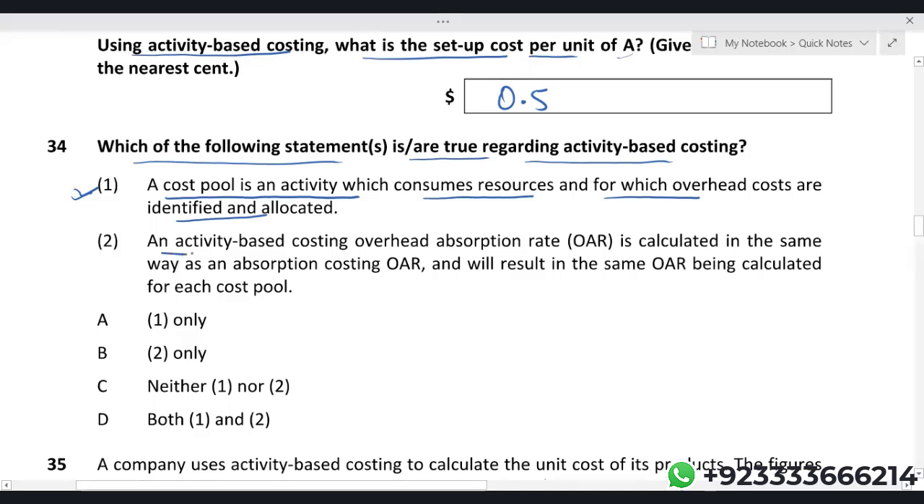Okay. An activity-based costing overhead absorption rate is calculated in the same way as absorption costing and will result in the same overhead being calculated for each cost pool. Incorrect.